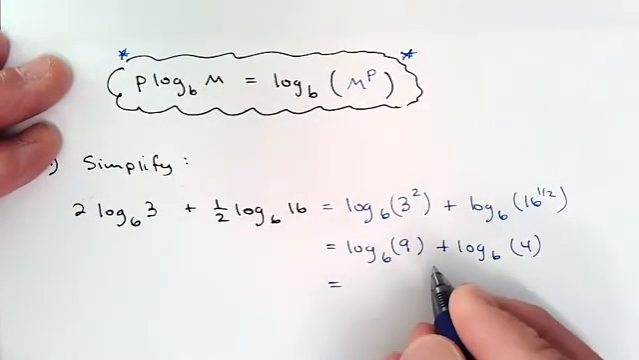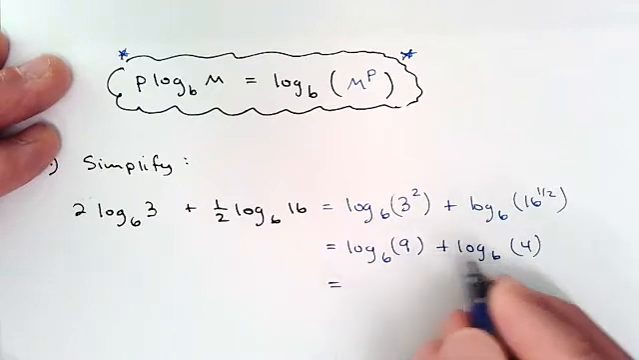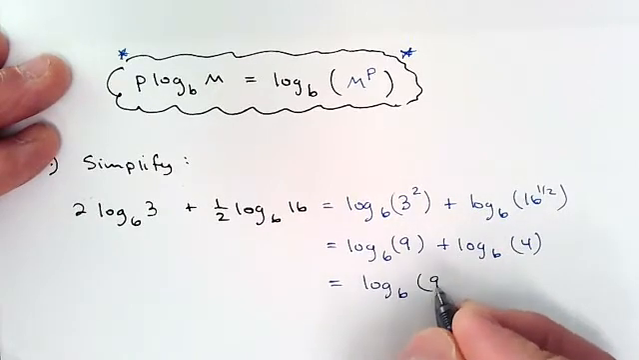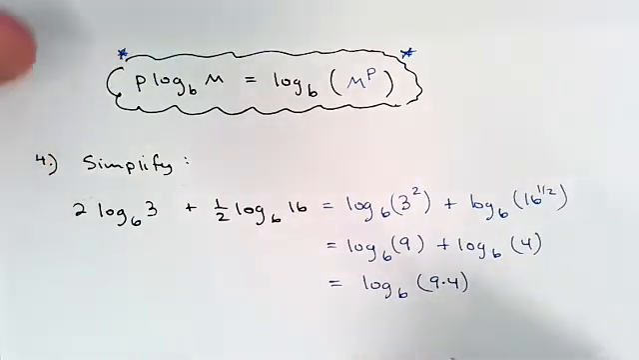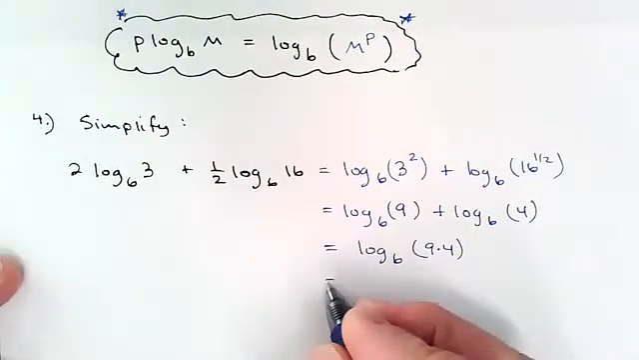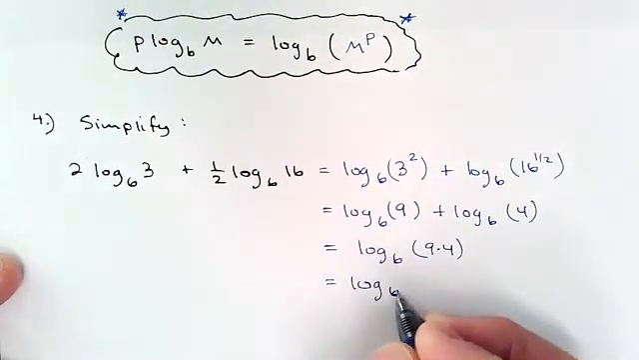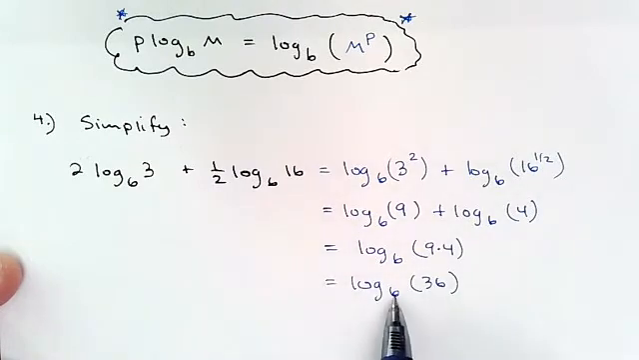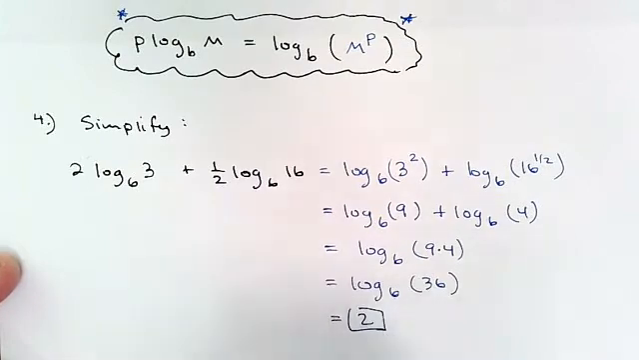Now, by property number 1, if I have the sum of two logs, I can combine that to a single log where I multiply the two numbers. So that would equal the log base 6 of 36. What power of 6 gives me 36? My answer is 2.